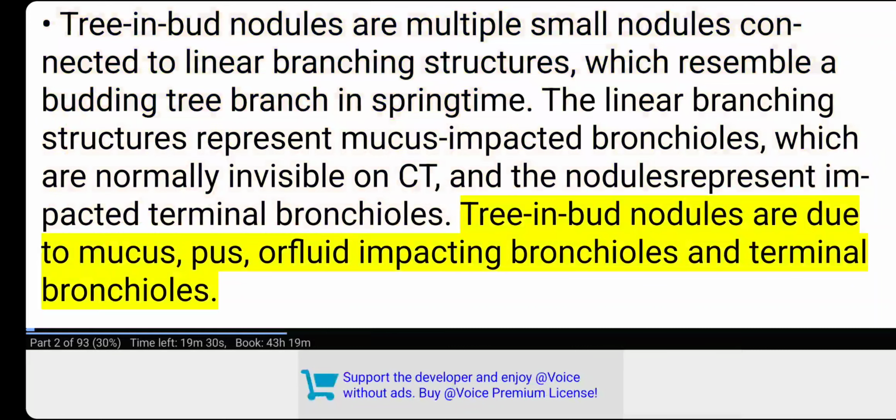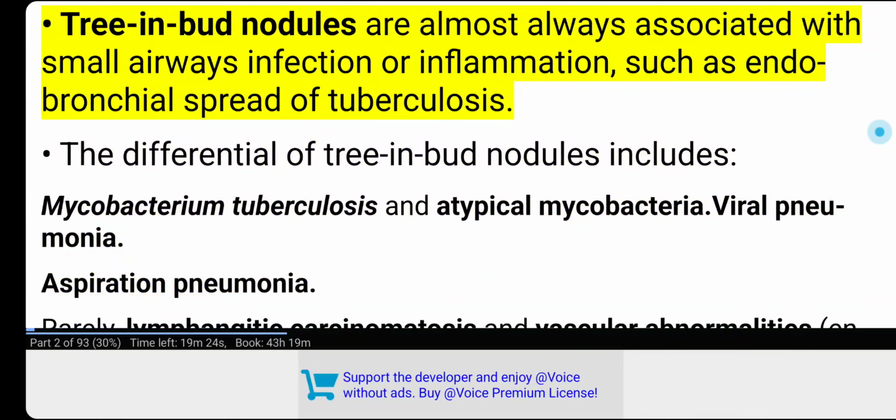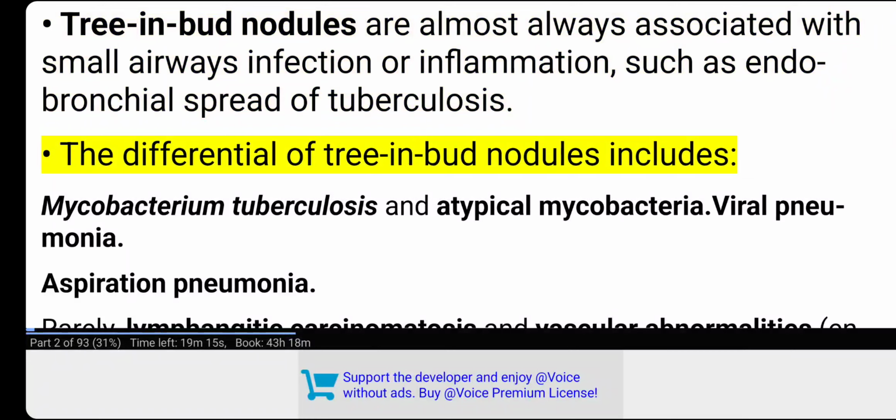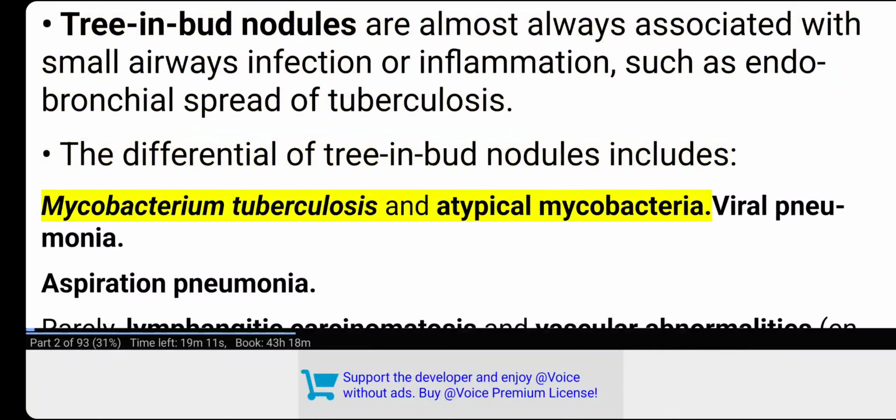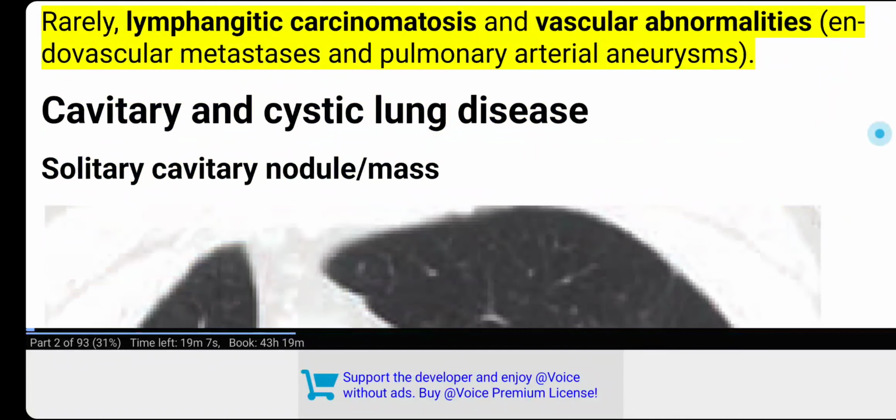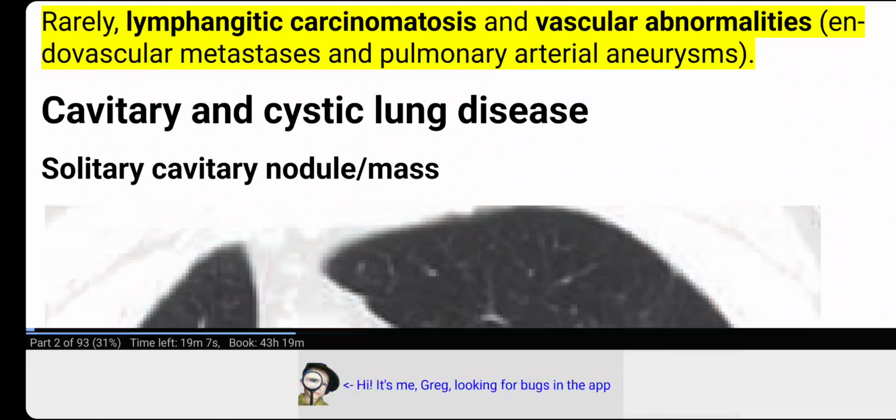Tree and bud nodules are due to mucus, pus, or fluid impacting bronchioles and terminal bronchioles. Tree and bud nodules are almost always associated with small airways infection or inflammation, such as endobronchial spread of tuberculosis. The differential of tree and bud nodules includes Mycobacterium tuberculosis and atypical mycobacteria. Viral pneumonia. Aspiration pneumonia. Rarely, lymphangitic carcinomatosis and vascular abnormalities, endovascular metastasis and pulmonary arterial aneurysms.